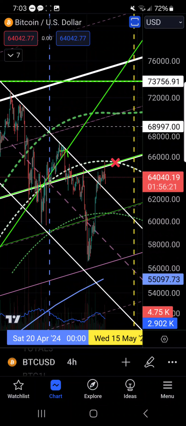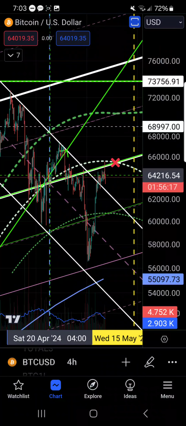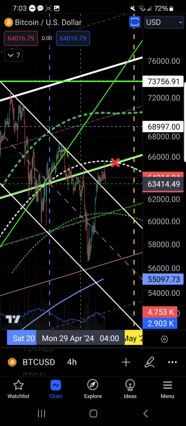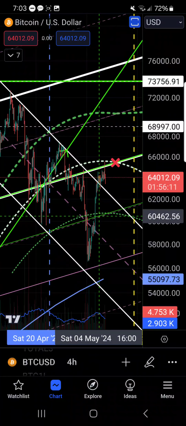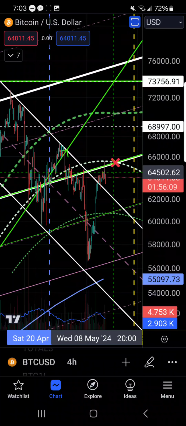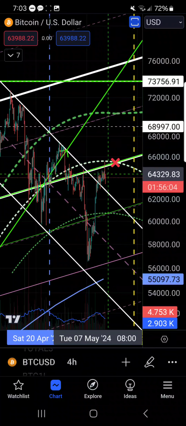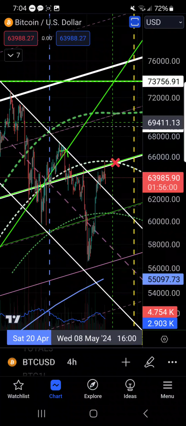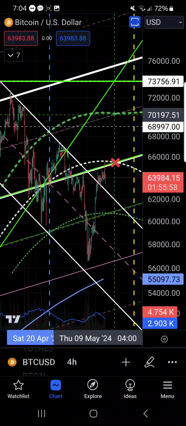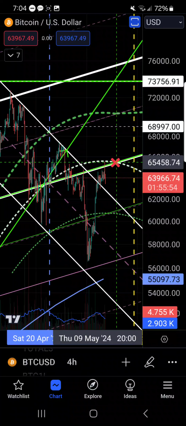And as we've fallen below that channel, that was also our move into the Gaussian channel. And so now we typically make a V-shaped recovery out of the Gaussian channel. I think we're about to explode here. So the next few days, I do believe we will come up, probably hit the top of the channel, and then come back down Thursday. I'm just guessing.